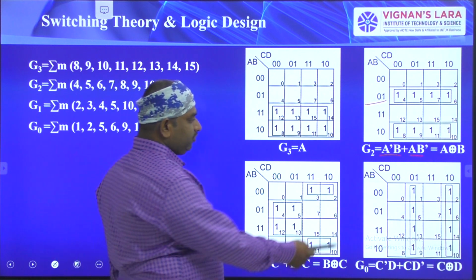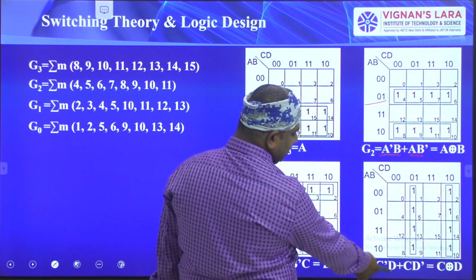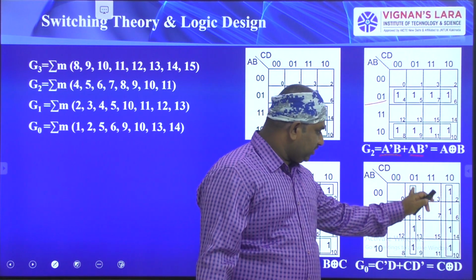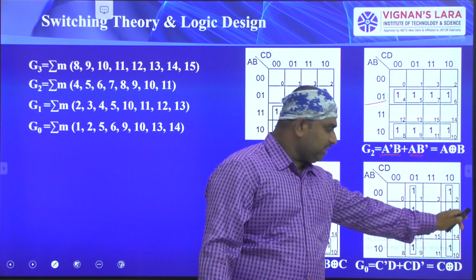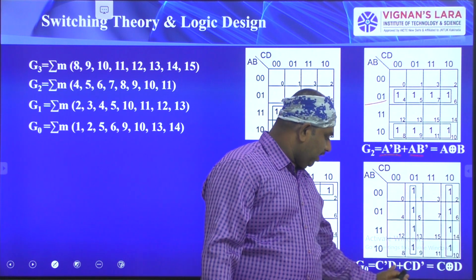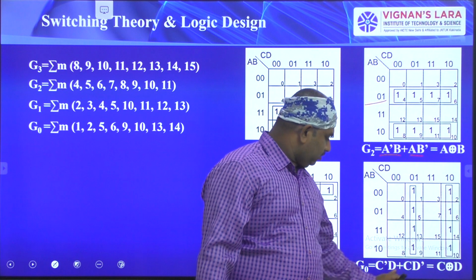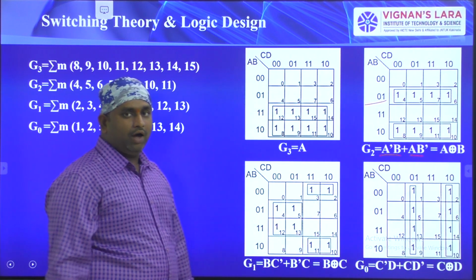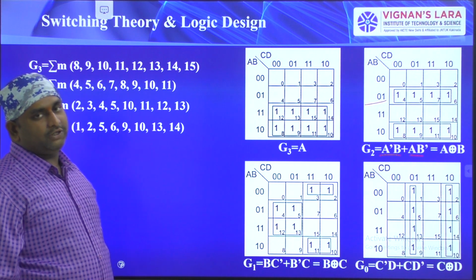Next, coming to the final G0. This is the result which will represent C bar D, CD bar. See here, the first line is C bar D, and this is the line CD bar. So CD bar plus C bar D. These two combined we are representing as C exclusive OR operation with D.